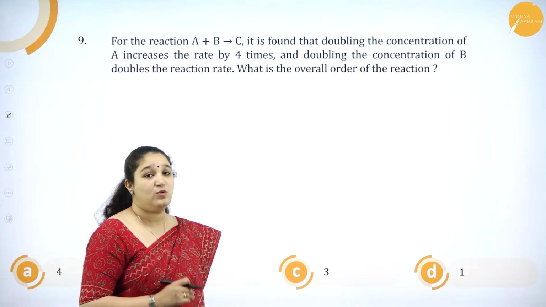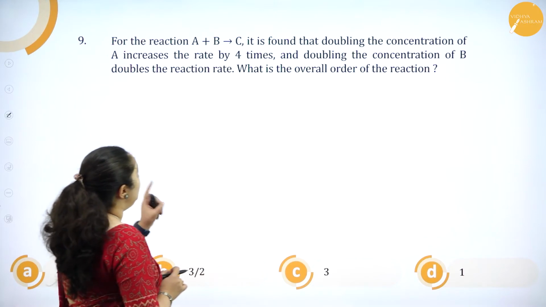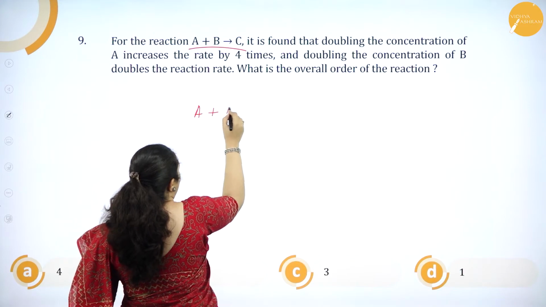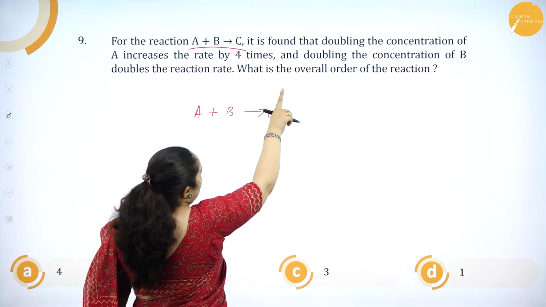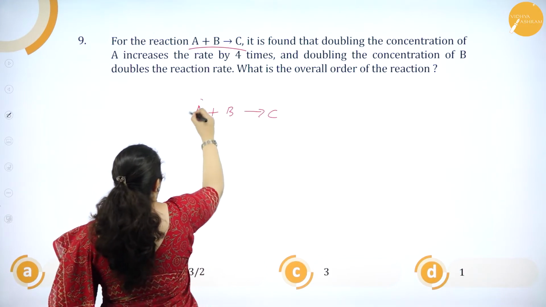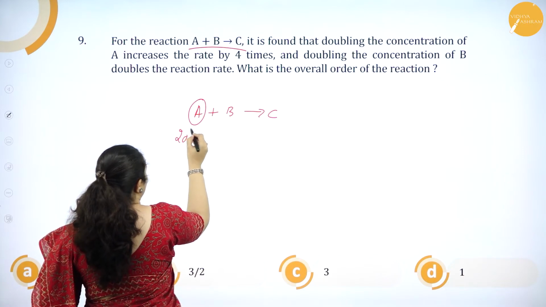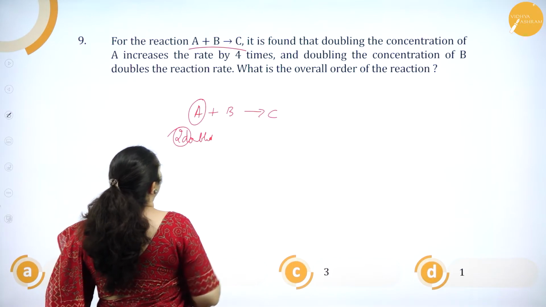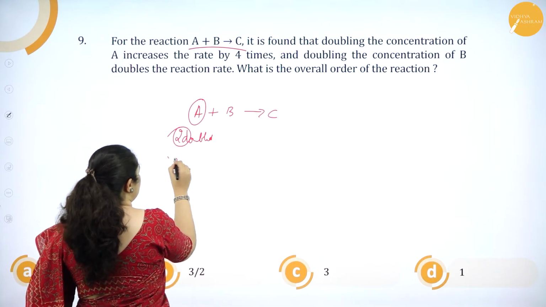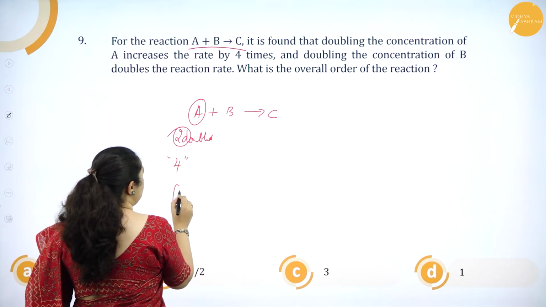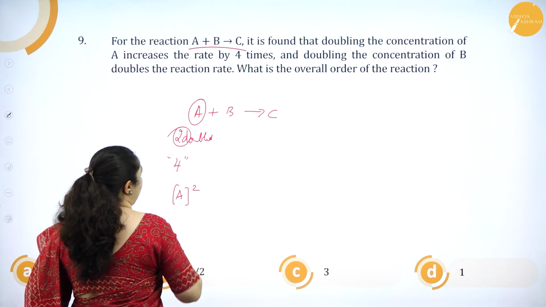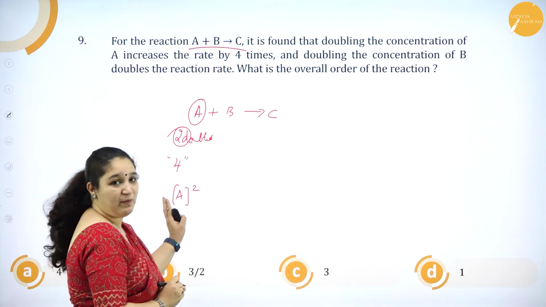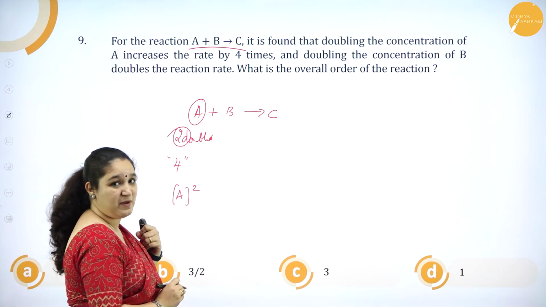So if I read the question very carefully, for this reaction A plus B giving C, doubling the concentration of A, this is doubled, 2 times it is increased. The rate increases by 4 times. That means it is power 2, second order. If this is doubled, 2 to the power 2 is 4. So the rate increases by 4 times.